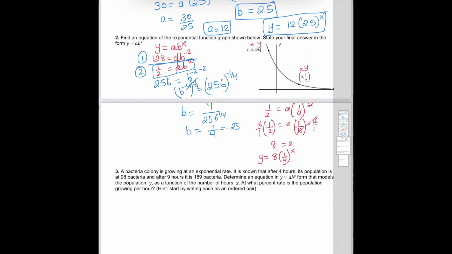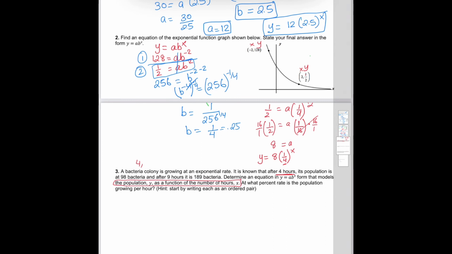the remaining of the packet. You don't have many questions left, so make sure you show your work. I'm going to get you started. Don't get overwhelmed that, oh my god, these are word problems. If you read carefully, it'll be easier to follow along. Your x is your number of hours and your y is your population, right? So it's talking about your bacteria colonies.